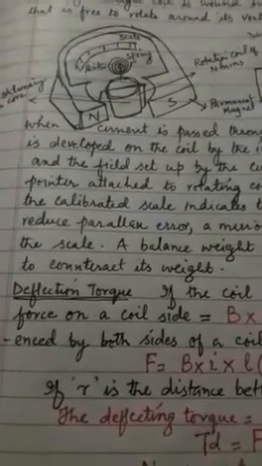Deflection torque is a kind of force, which I have told you already, that is created by the rotation of the coil between the magnetic field and the electric current of this winding coil. A torque force is being produced here. That deflection torque force I am discussing here.